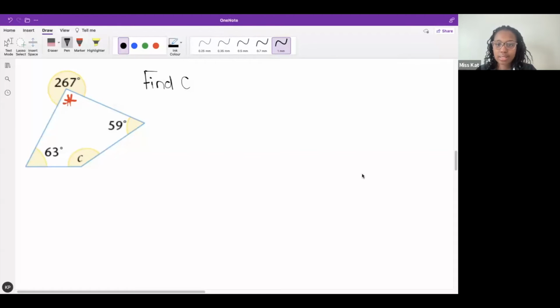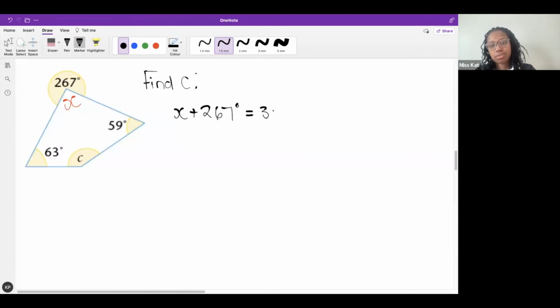Bogang's hand is up, but he's not connected to audio, so he probably can't hear me. Thank you. Angles around a point. Okay, so let me give this angle a name. Maybe life will be easier for us. Let me say this is X. So then we can say the angle X plus 267 degrees equals 360 degrees because they are angles around a point.